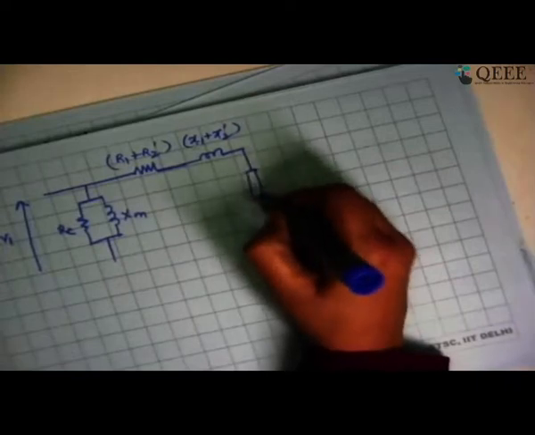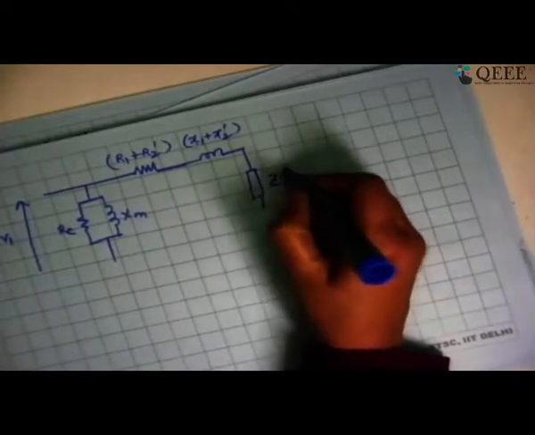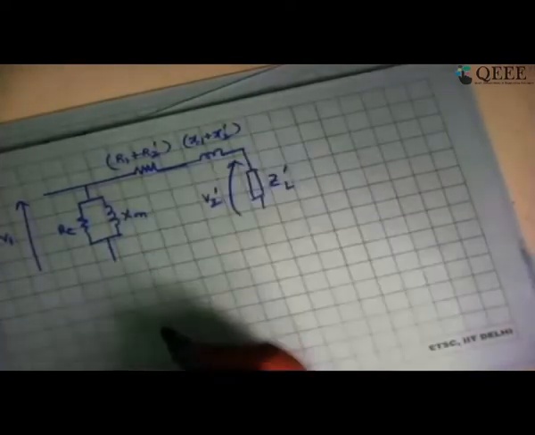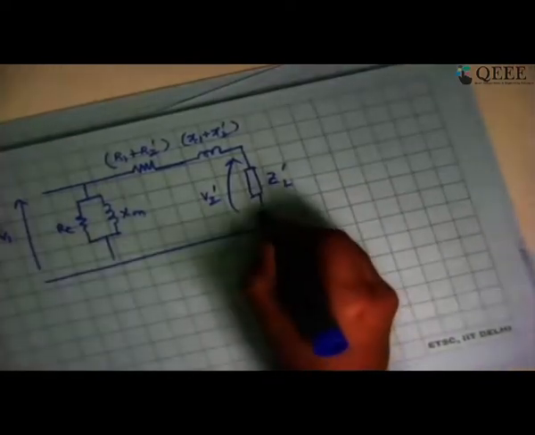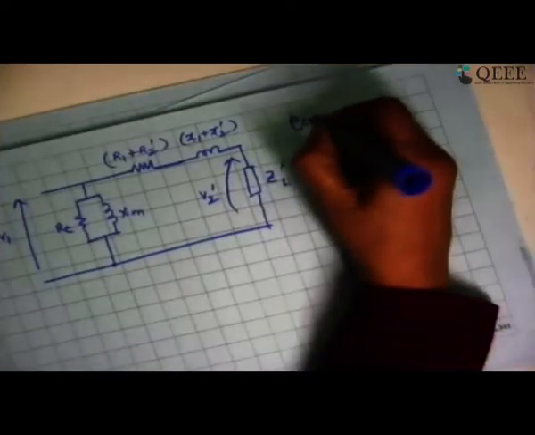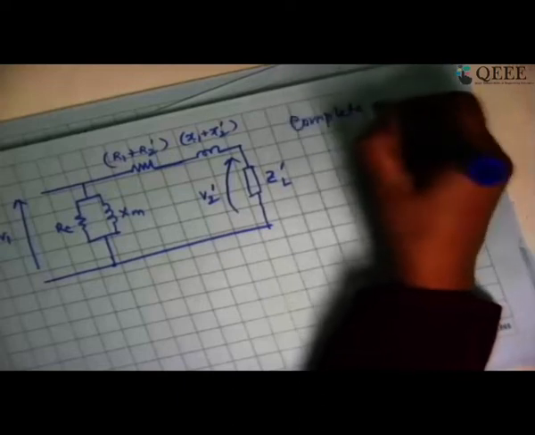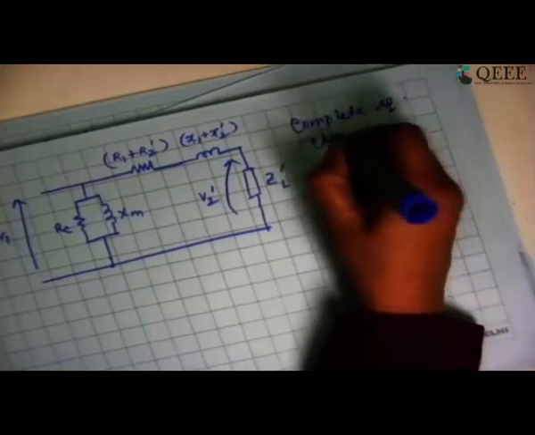Similarly, R1 is the primary winding resistance, and R2 dash is the secondary winding resistance referred to the primary. So both of them we have combined to make a single resistance. Now here I'm going to connect ZL dash and I'm going to call this V2 dash. Now the whole thing is essentially the complete equivalent circuit of the transformer.